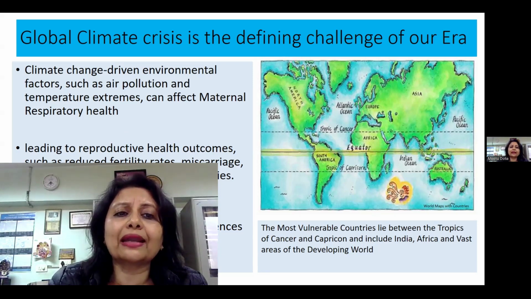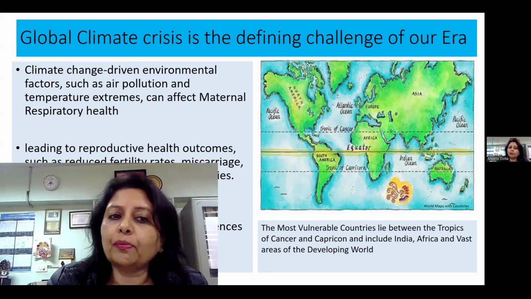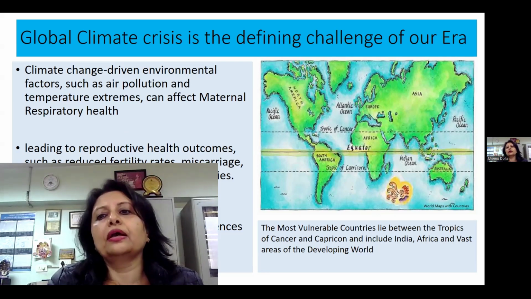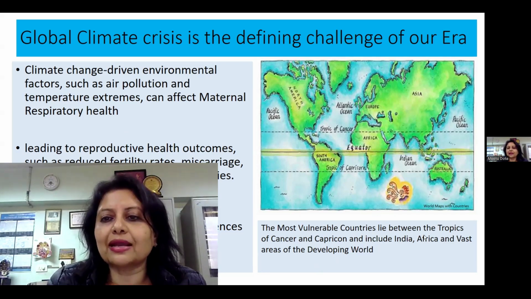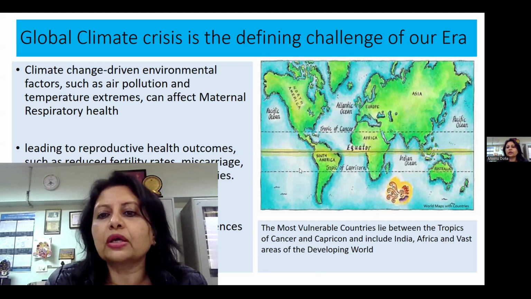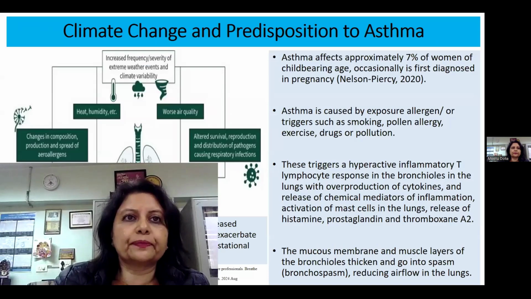We all know that while climate change recognizes no borders, the causes and consequences are not shared equally. And the most vulnerable countries lie between the tropics of Cancer and Capricorn. This is the Tropic of Cancer and Capricorn. And sadly, India, Africa, and the global south are the ones which are affected.